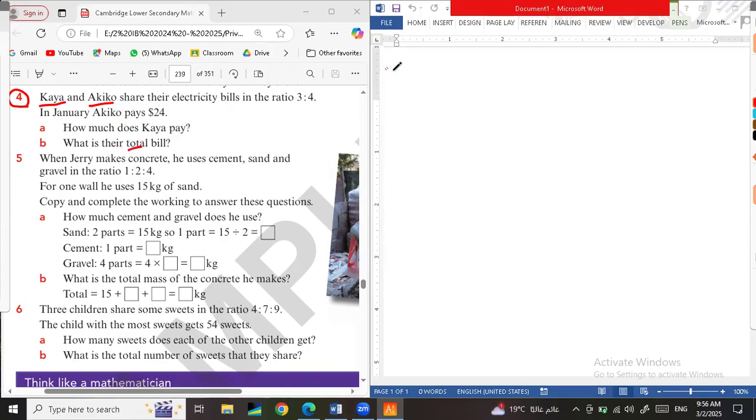So I'm going to write K for Kaya. You don't have to write the whole name. Here is A for the second name, and here is T for the total. They said the ratio is 3 to 4. We don't know the total so far, we haven't read the total electricity bill, but we know that 3 plus 4 is actually 7. After that, they said what?